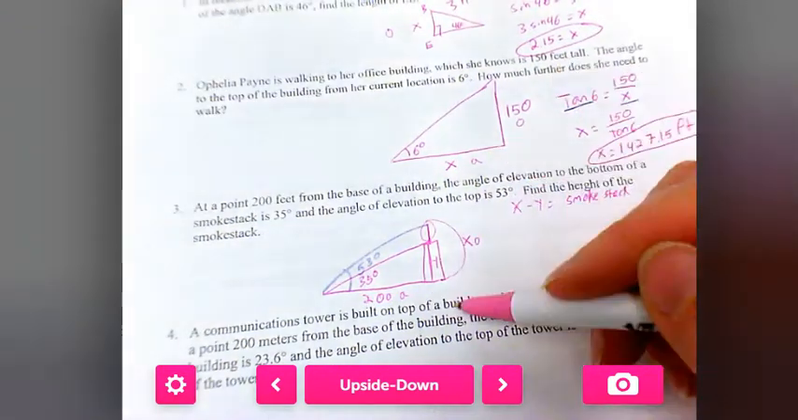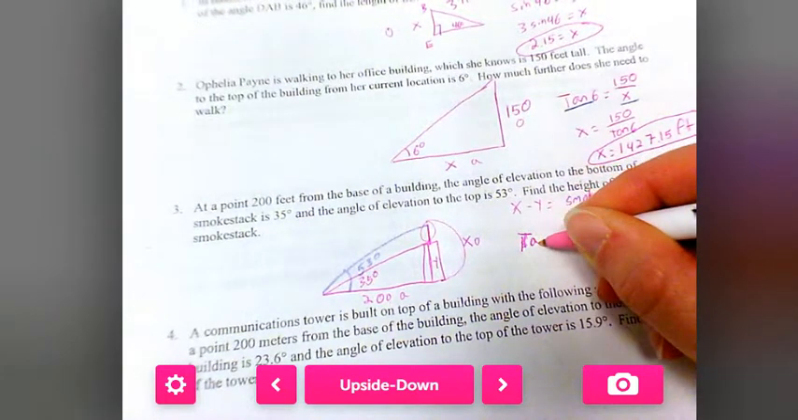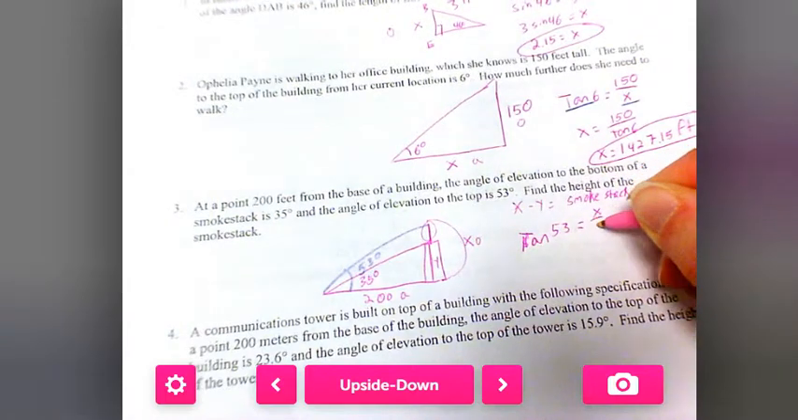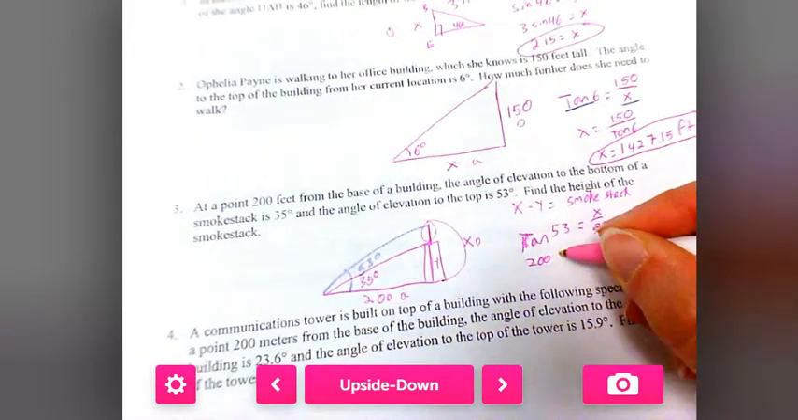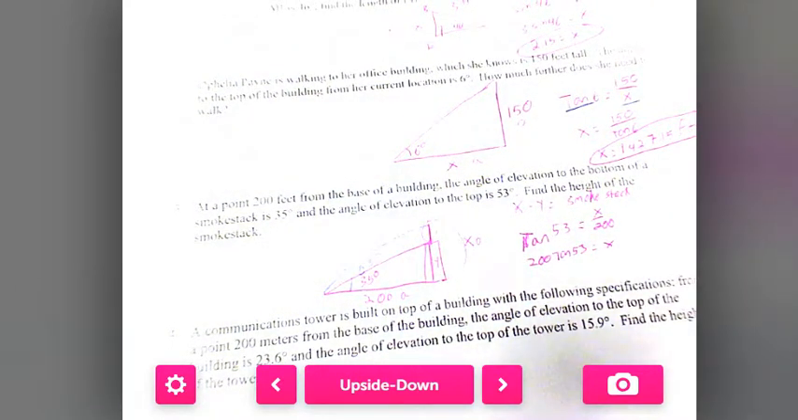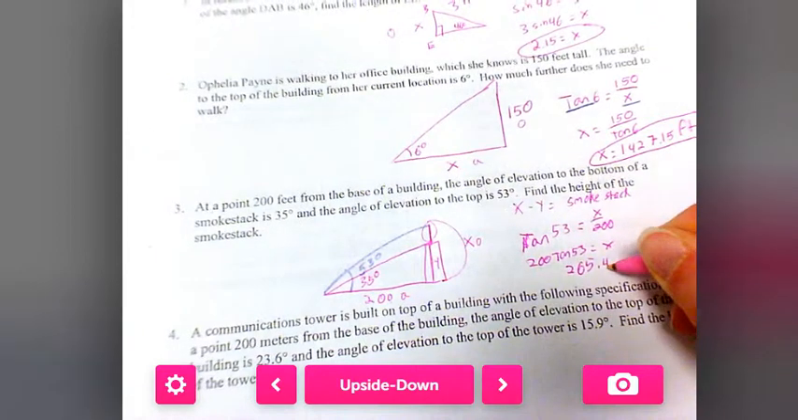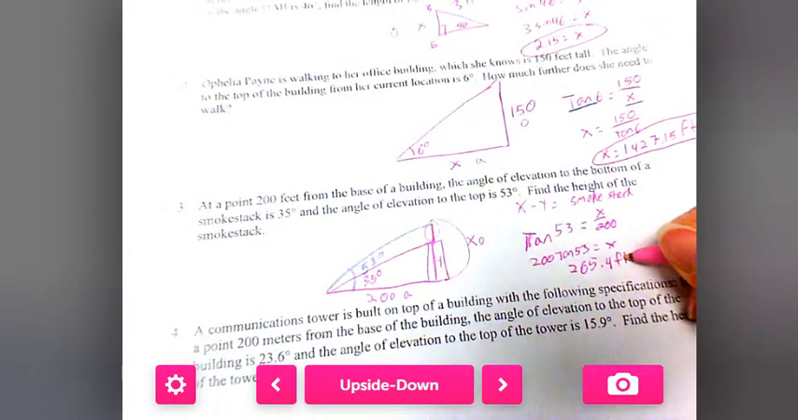So I'm going to do x first. So I'm going to go tan of 53 equals x over 200. And then I'm going to write 200 tan 53 equals x. 200 tan 53 gives me 265.4, and I believe it is feet, equals x.